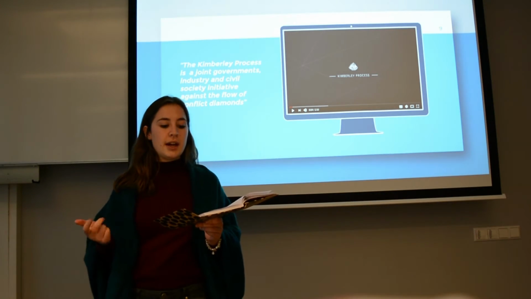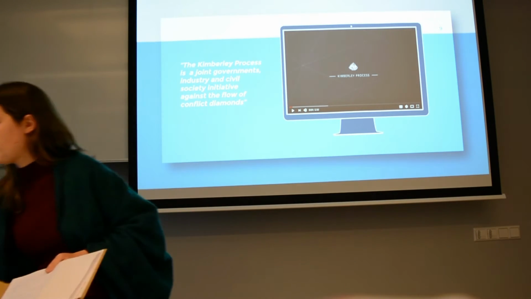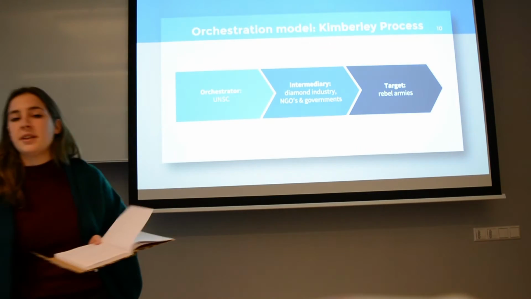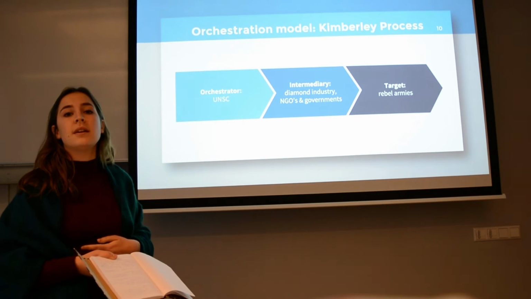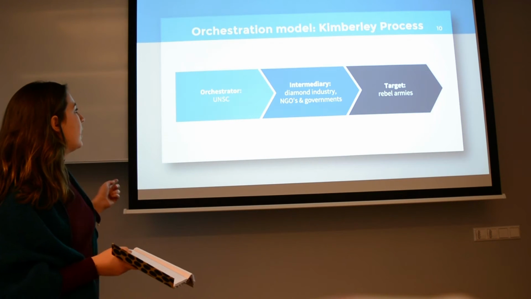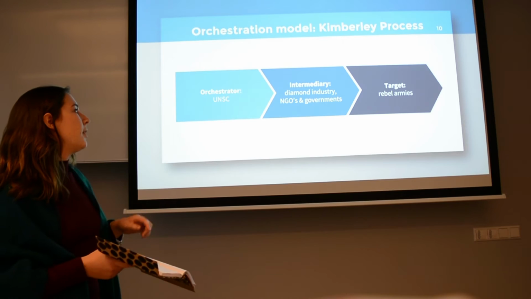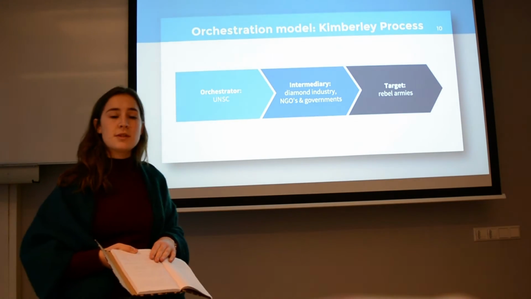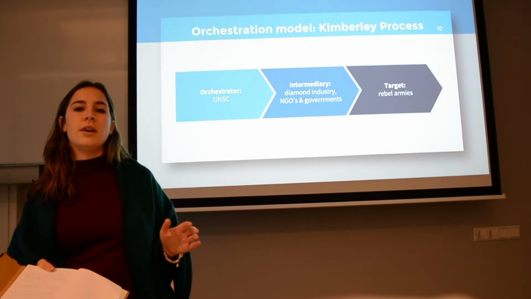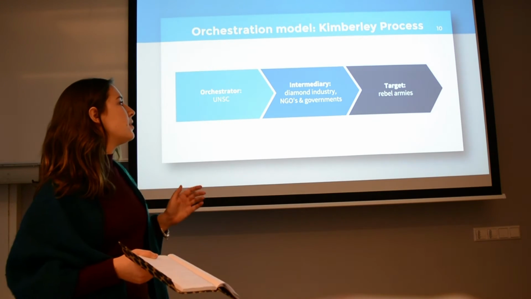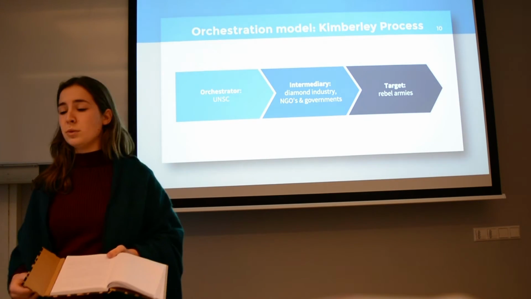Governments, industry and civil society create the initiative against conflict diamonds. And this actually fits really nicely into the orchestration model. We already talked about it last week in the work group, but the UN Security Council is the orchestrator. The intermediaries are the diamond industry, the NGOs and the governments, and the targets are rebel armies. So via the intermediaries, the UN Security Council tries to target rebel armies and help to overcome the conflict diamond issue.